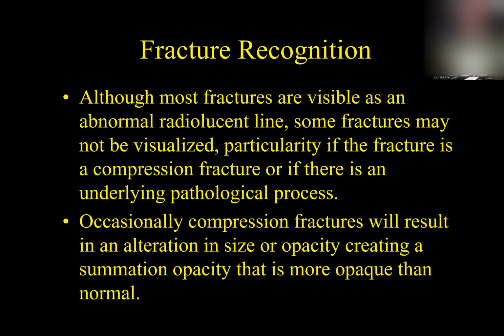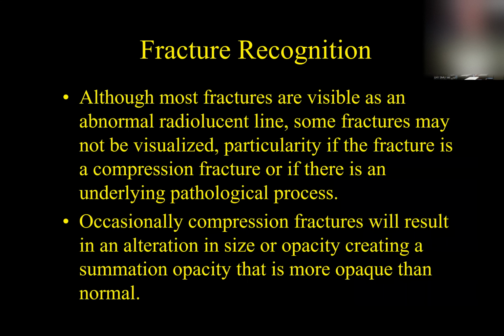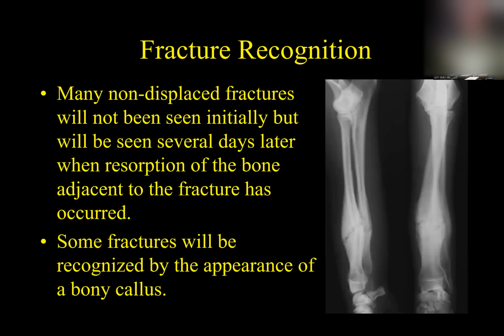Okay. Although most fractures, just like that last one, are visible, sometimes they're a little harder to see, and they're usually radiolucent lines. But sometimes if they're very minimally displaced and this part of the radius is just right on top of that part of the ulna, sometimes the fractures actually are more opaque than normal. So instead of a radiolucent line, sometimes it's a very thin radiopaque line due to summation of the two fracture fragments sitting right on top of each other. Okay. But most of the time, they're radiolucent lines.